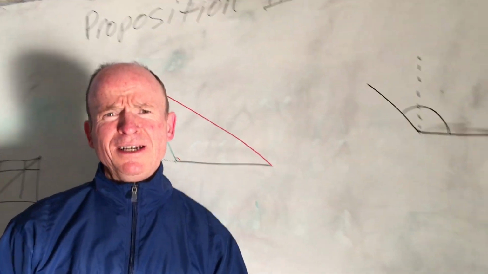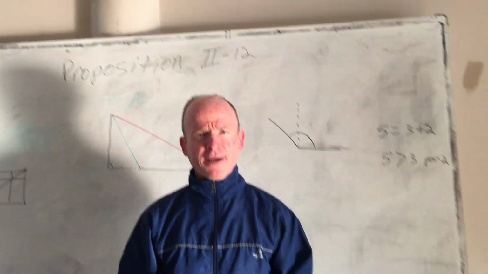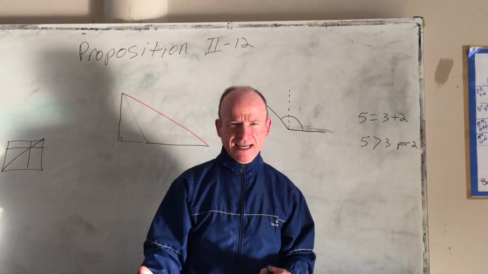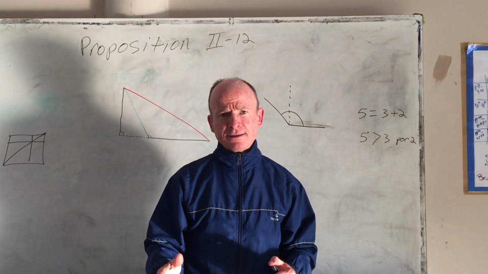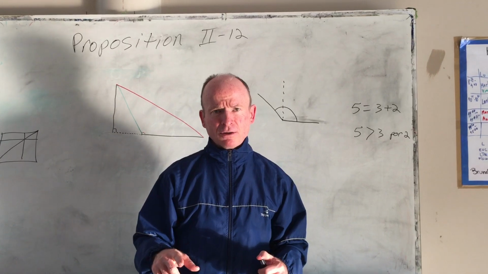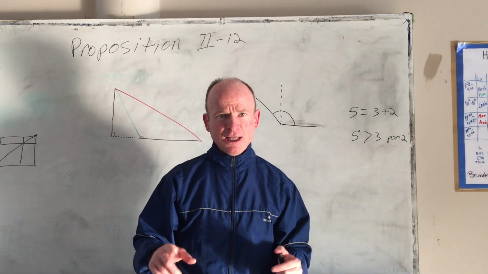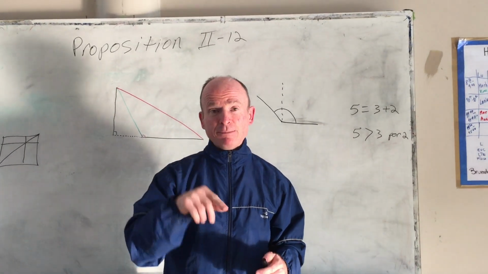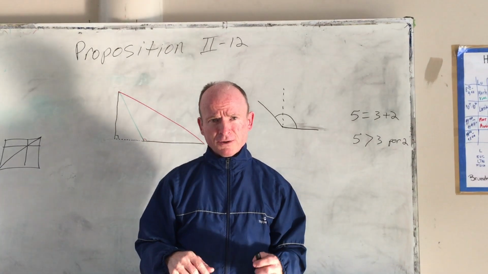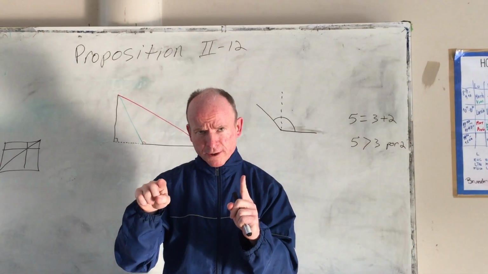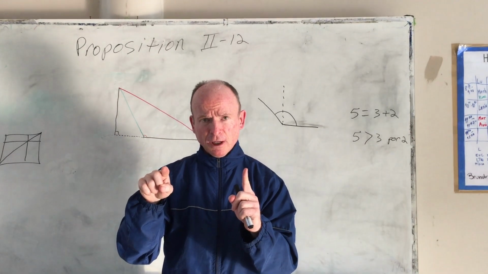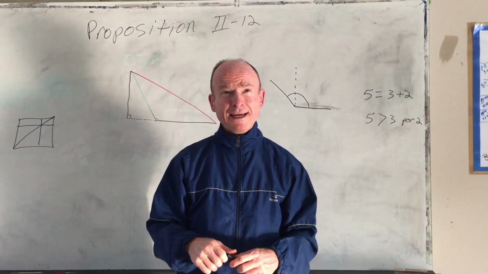Therefore, we have shown that in an obtuse angle triangle, the square on the side subtending the obtuse angle is greater than the squares on the sides by twice the rectangle contained by one of the sides, namely that upon which the perpendicular falls, and the line cut off by the perpendicular outside all the way up to the obtuse angle. Quod erat demonstrandum.